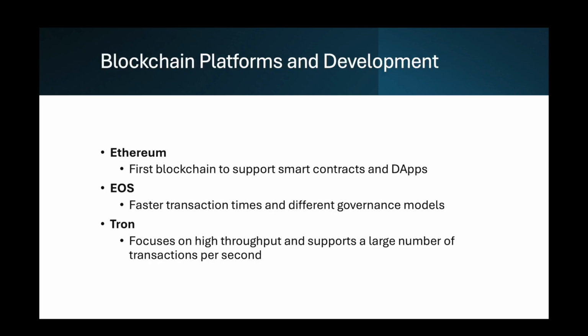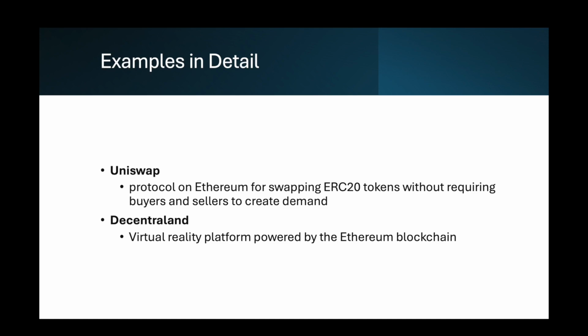Blockchain platforms and development. Ethereum, the first blockchain to support smart contracts and dApps, offering a robust ecosystem for developers. EOS offers a more scalable infrastructure for dApps, with faster transaction times and different governance models. Tron focuses on high throughput and supports a large number of transactions per second, aimed at entertainment and content sharing dApps.